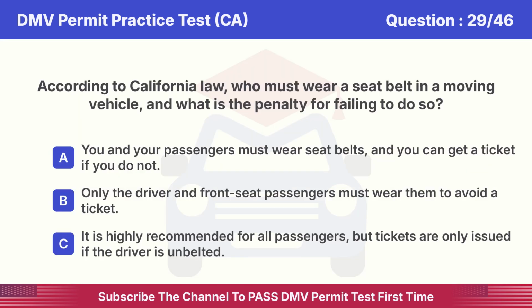Question 29. According to California law, who must wear a seatbelt in a moving vehicle, and what is the penalty for failing to do so? Option A, you and your passengers must wear seatbelts, and you can get a ticket if you do not. B, only the driver and front seat passengers must wear them to avoid a ticket. C, it is highly recommended for all passengers, but tickets are only issued if the driver is unbelted.